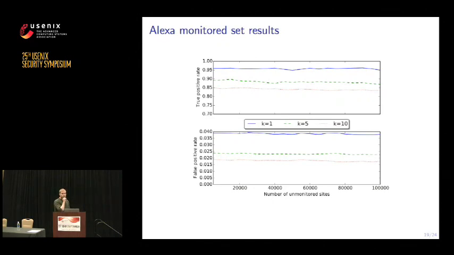Okay, so here are the results for the Alexa monitored set as we increase the number of unmonitored sites. We have a steady true positive rate of about 96% when using just one neighbor. But we also have quite a steady false positive rate of just under 4%. And when we're testing against 100,000 unmonitored sites, that means we're getting quite a few thousand false positives, so not that great.